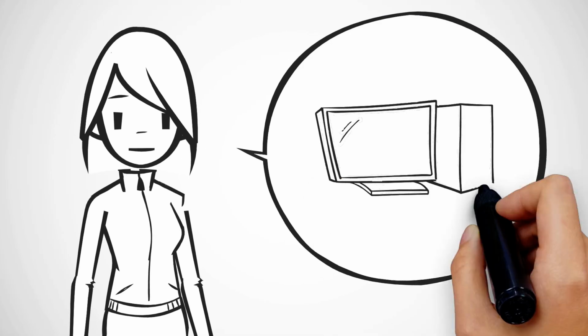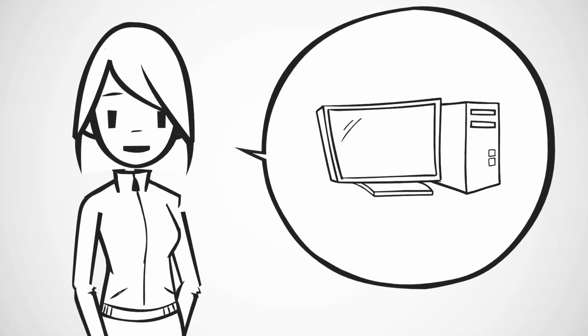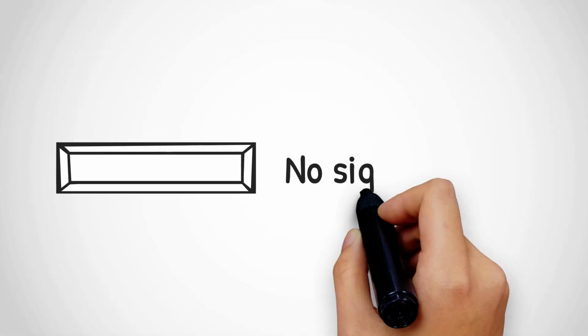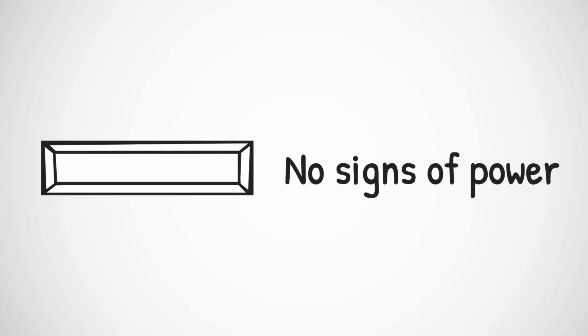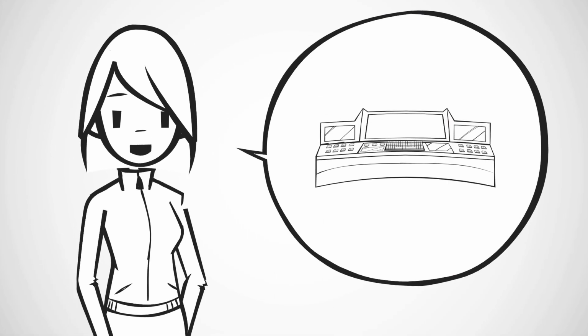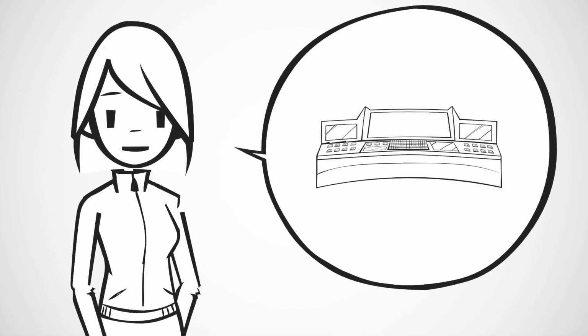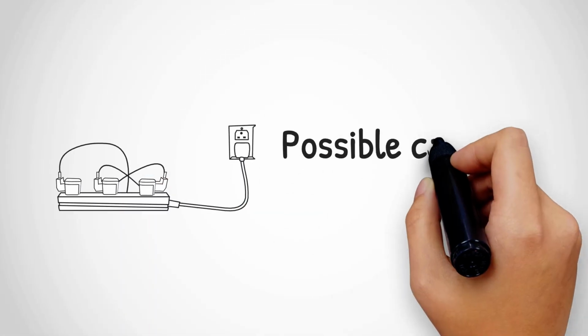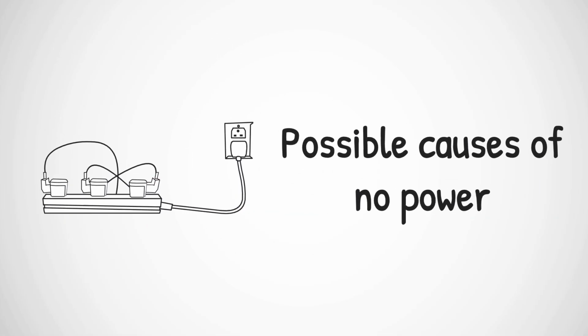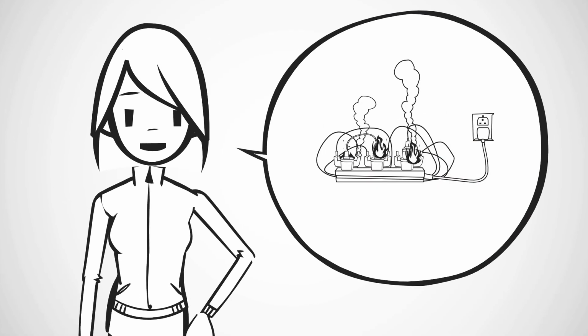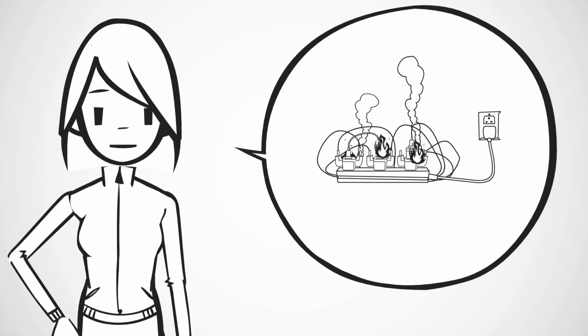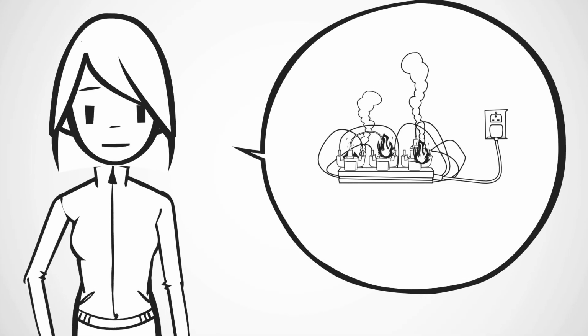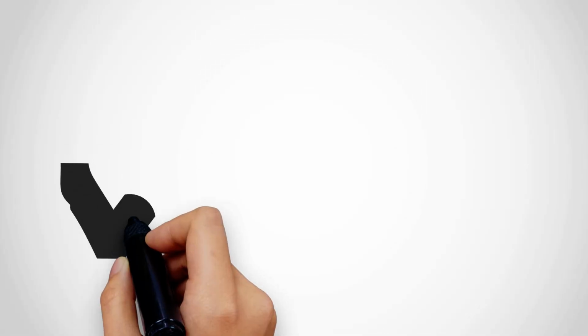For example, imagine that a desktop computer will not power on. There are no lights, no fans, and no response when the power button is pressed. Possible causes could include a bad outlet, a damaged power cable, a failed power supply, or a motherboard problem.